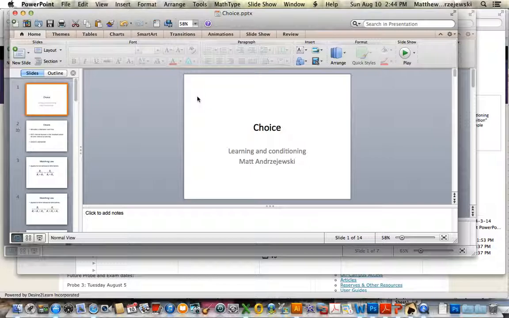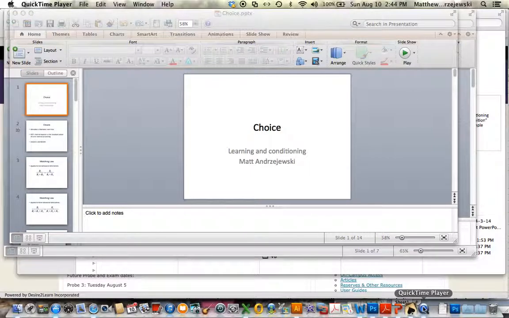So, those are some applications of the matching law. That was just an introduction to choice, but the matching law is widely applicable, and hopefully you see some of the implications now.